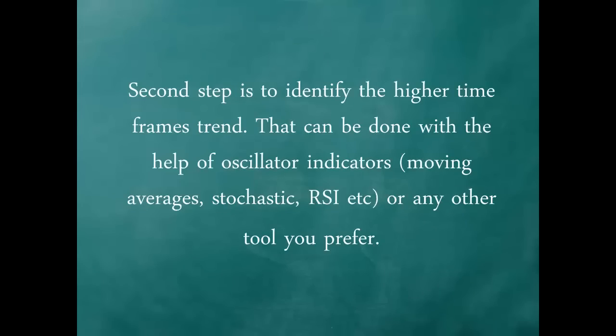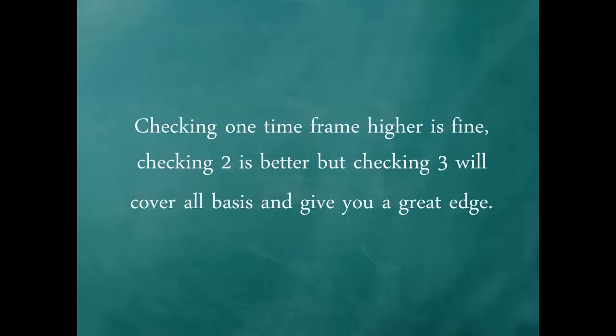That can be done with the help of oscillator indicators like moving average, stochastic, RSI, and so on. Any tool you prefer. Now, checking one time frame higher is fine. It's good, really, it's good. But checking two is better. Checking three will cover all the things actually and take you to a really good edge, because you really join the big forces. So far, makes sense, right?